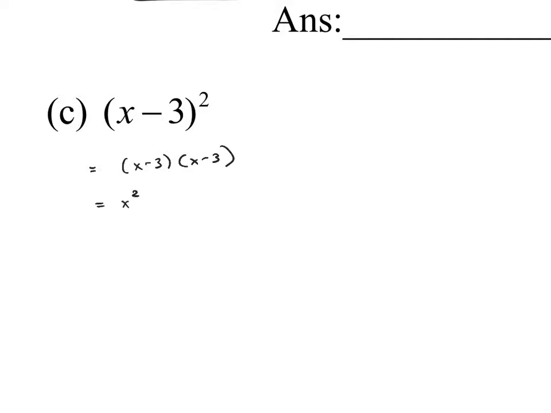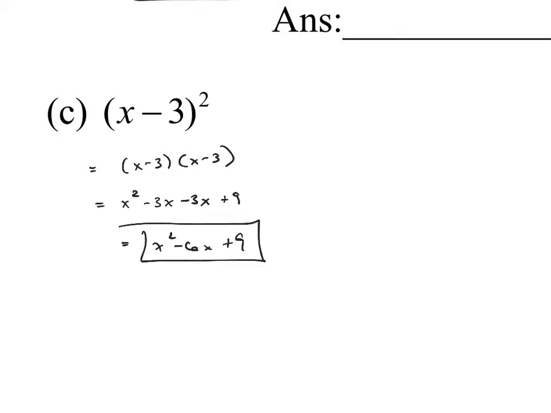Outers would be x times negative 3, which is negative 3x. Inners would be negative 3 times x, which is negative 3x. And the last, negative 3 times negative 3, which is a positive 9. Combining like terms, we'd have x squared minus 6x plus 9. Way different than what we would have had if we just squared each term.